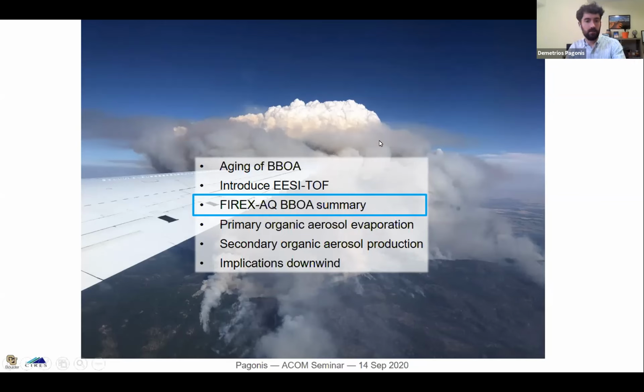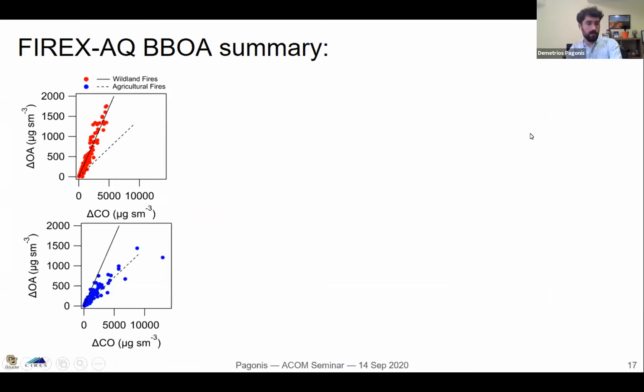Okay, so moving ahead here, I'll talk some about the summary of the biomass burning OA emissions during FIREX. What I'm showing here, each point in these 2 plots is a single transect through a smoke plume. Every time we cross a smoke plume, we've added a point to this plot. I'm showing the excess mixing ratio for OA against the excess mixing ratio for CO. And for the sake of reducing clutter, I've separated out wildland fires in red from the agricultural fires in blue.